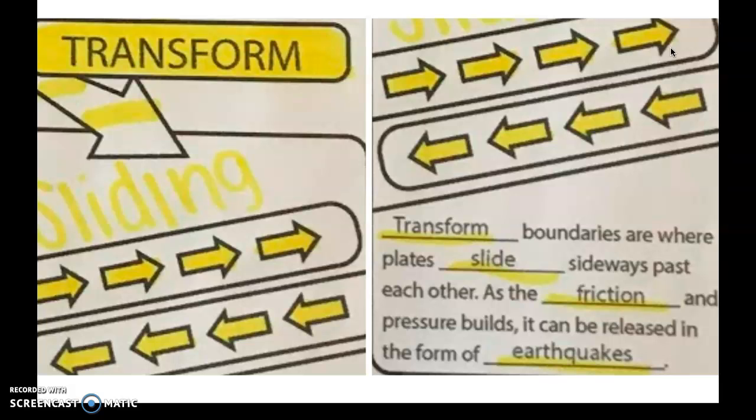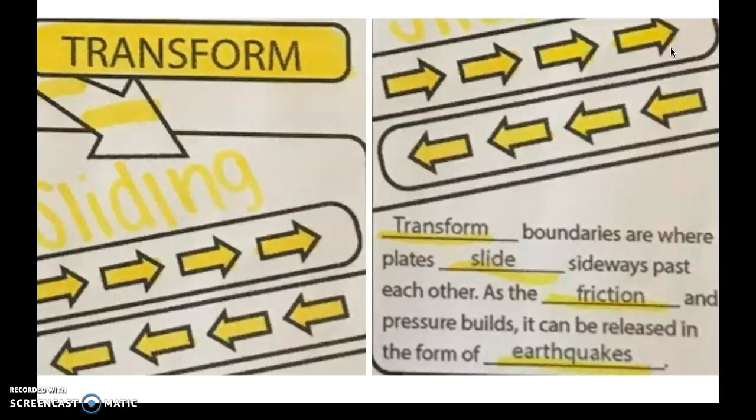Convergent is colliding, divergent is dividing, transforming is sliding, and that's the boundaries. Convergent is colliding, divergent is dividing, transforming is sliding, and that's the boundaries.